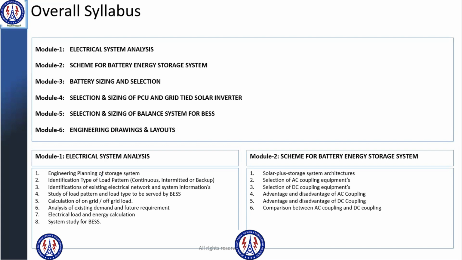Apart from your battery, your PCU, and their DC side components, right? What remains to integrate your battery to your main network? That comes into module 5, which is more about your infrastructure design: your trafo, ACDB, DC, then MCB, MCCB, right? Cable selection, all those processes it will cover. And sixth is all about the engineering drawings and layout.